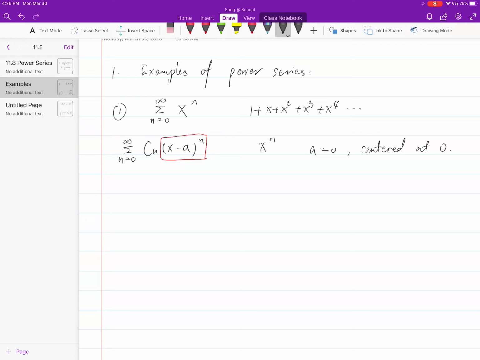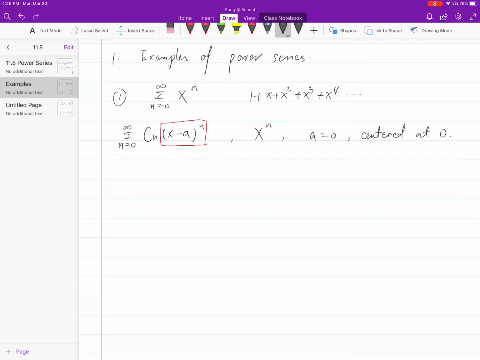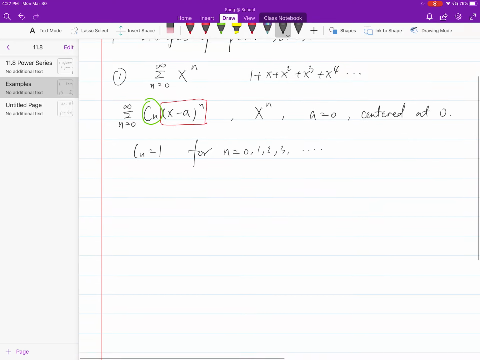Okay, that's our first observation. Second thing I want you to focus on is this Cn here. That will be the coefficient before each term. As far as we can observe, the coefficients before each term, in this case, are 1. So what we can write down is, yes, we do have Cn, and Cn equals 1 for n equals 0, 1, 2, 3, and so on.